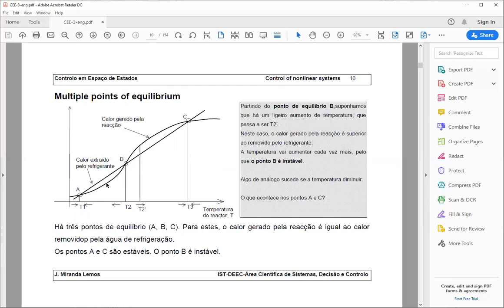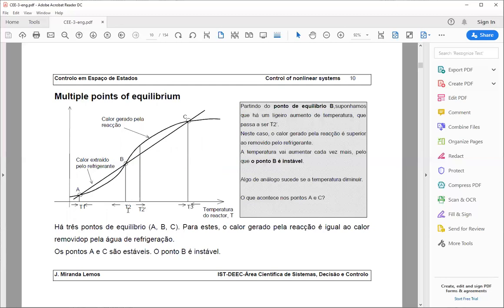So you have 3 points A, B, and C where these two curves meet. And when they meet, it means that you are removing as much heat as you are generating. Now, take, for instance, the situation B for temperature T2.